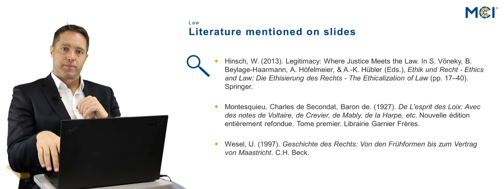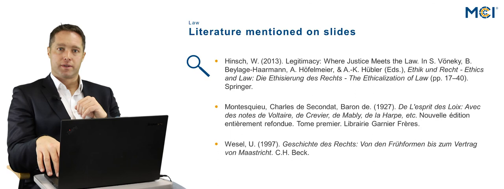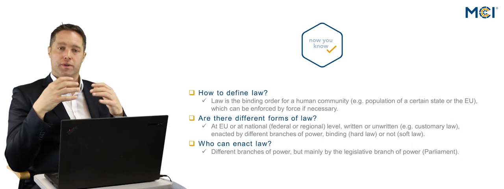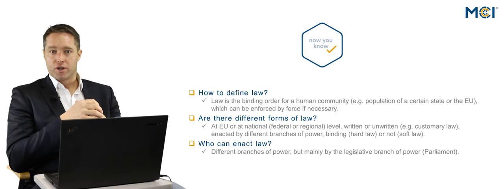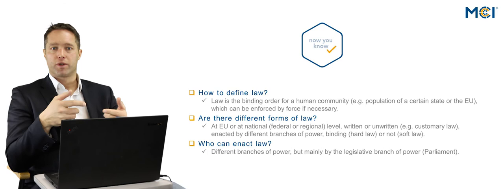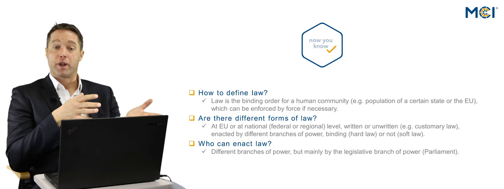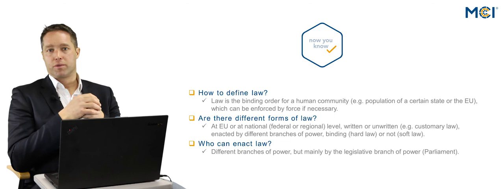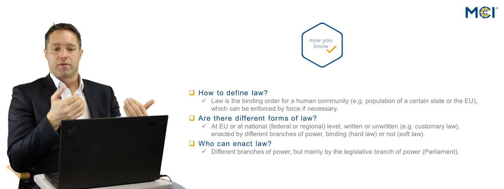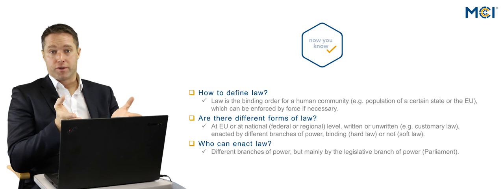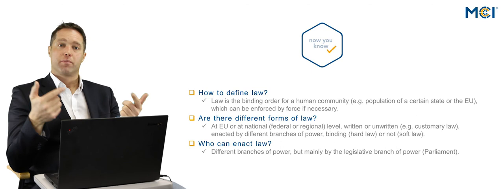So that's the literature which we have seen in today's lecture. And now you hopefully know. So to wrap up what we have heard in today's lecture and to answer the guiding questions from the beginning, we have seen the definition of law. So binding order for a human community, let it be the citizens or the population of a country or within the European Union, which can also be enforced if necessary. We've also seen that there are different forms of law at EU level, at national level, written or unwritten, customary law, different branches of power, and we've also seen that most of those examples are hard law, so binding, but there are also examples of soft law, and again, their importance should not be underestimated.